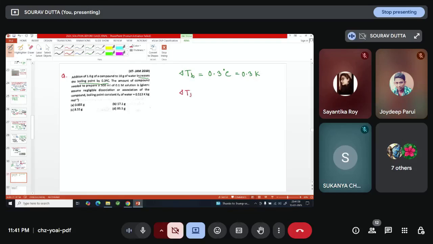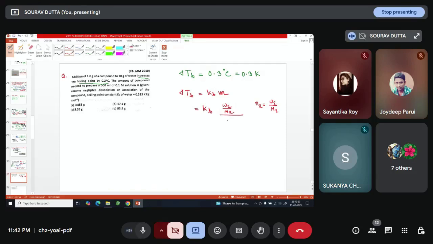Delta TB equals Kb into m. m is the molality, moles of solute divided by mass of the solvent in kg. Moles is mass of solute divided by molar mass, very easy. So I am writing w2 by m2 divided by mass of the solvent in kg.